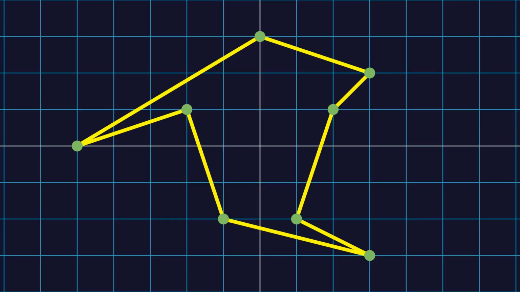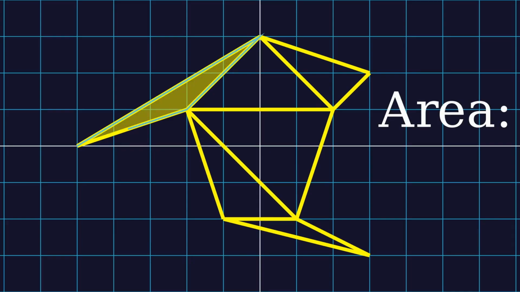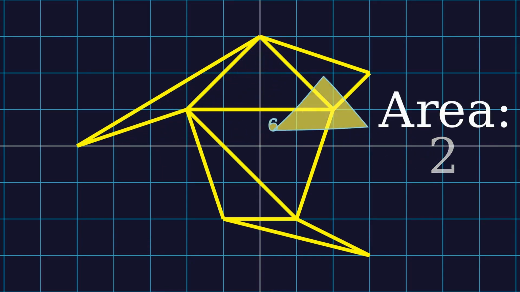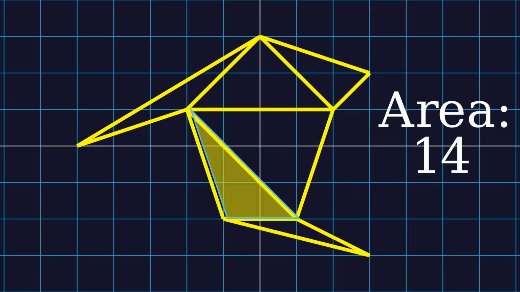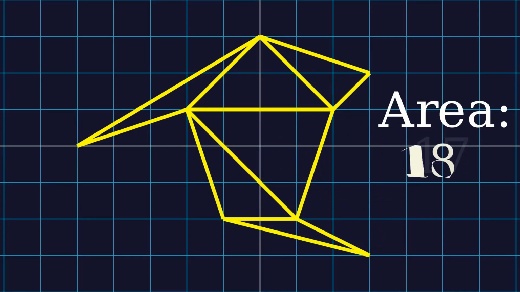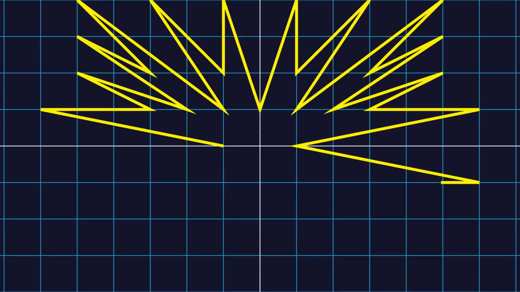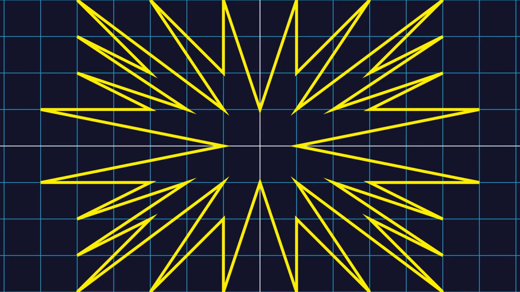We could do this by dividing our shape into triangles, then calculating the area of each triangle and adding them all together to get the total area. For our shape, we would need to calculate the area of 6 triangles. But what if our shape was more complex? For example, like this. The time to count all the triangles would be much longer.